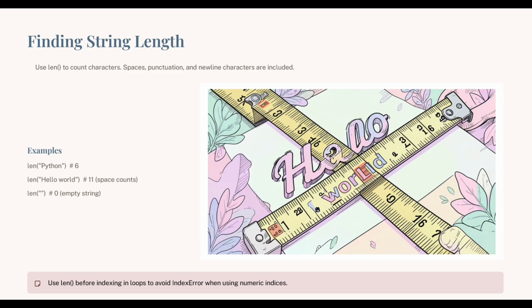To find the number of characters in a string, we use length. Use length to count characters; spaces, punctuation, and new line characters are included. To find the number of characters of a string, we use the length function. Example, length of "Python". The answer will be 6 because 1, 2, 3, 4, 5, 6. So it is 6.